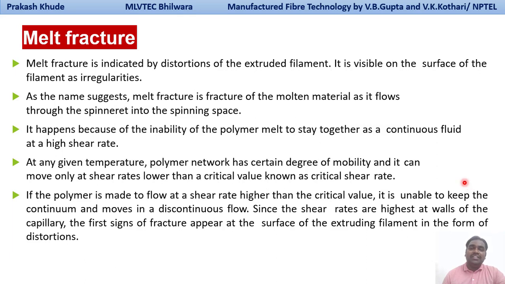Now the next instability is melt fracture. Melt fracture is indicated by the distortion of your extruded filament. It can be easily visible on the surface of the filament as irregularities.